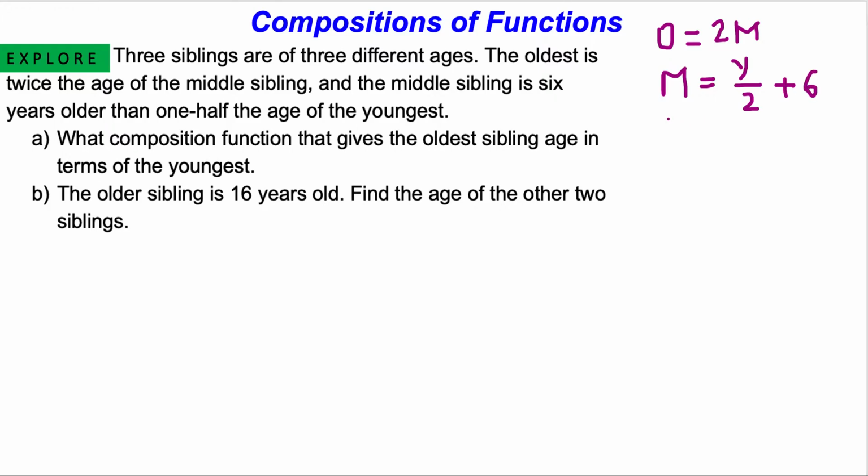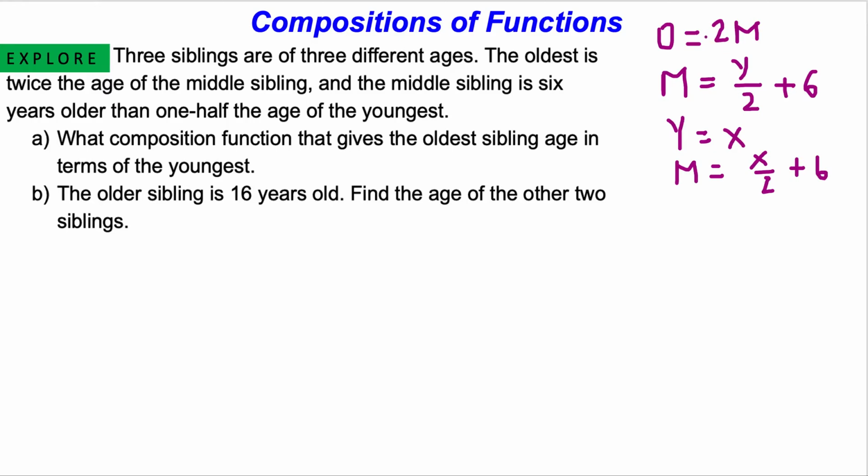And now let's write, for example, the youngest sibling with the x, because we don't know what age it is. And then the middle one, with respect to the x, instead of the y we can write x divided by 2, x divided by 2 plus 6.